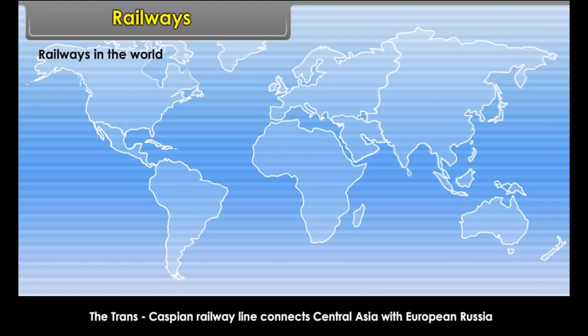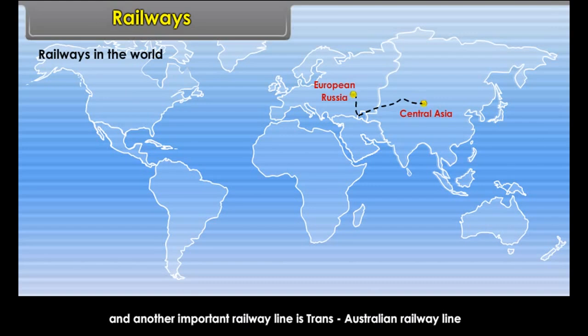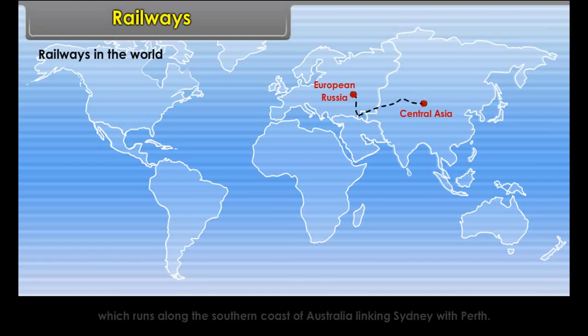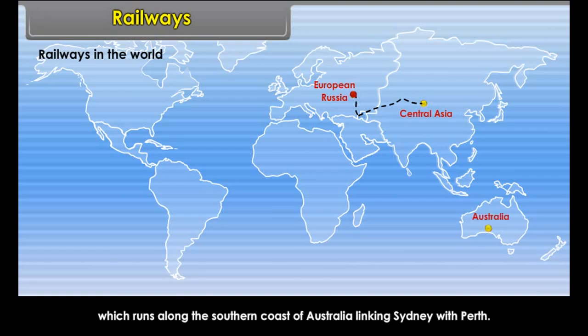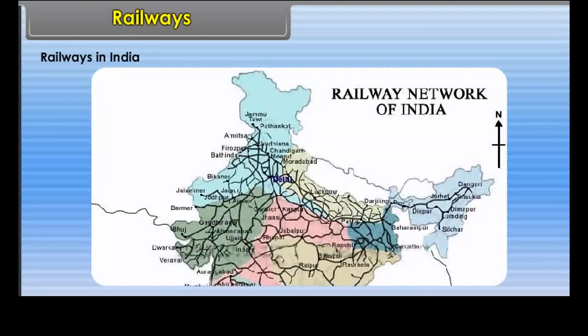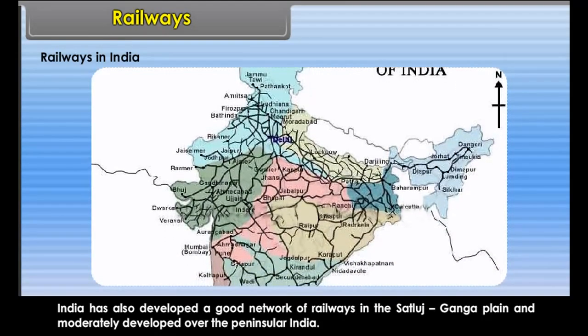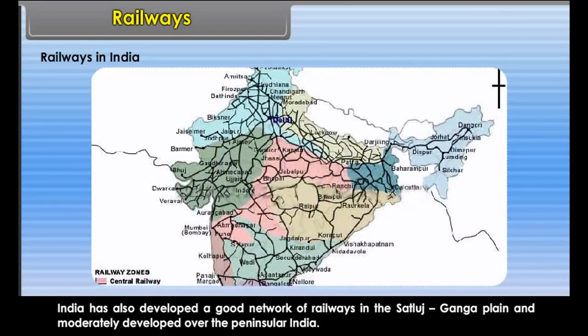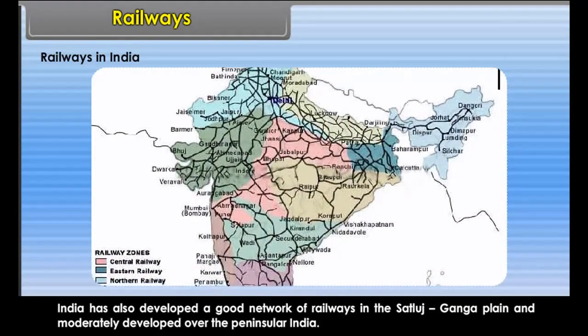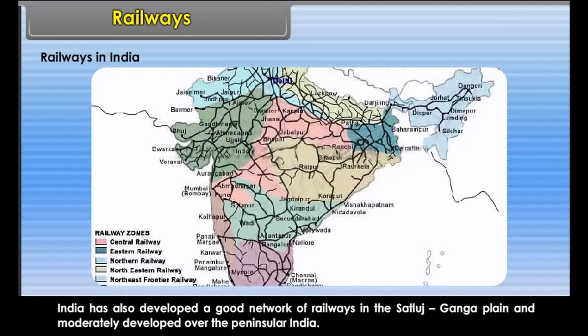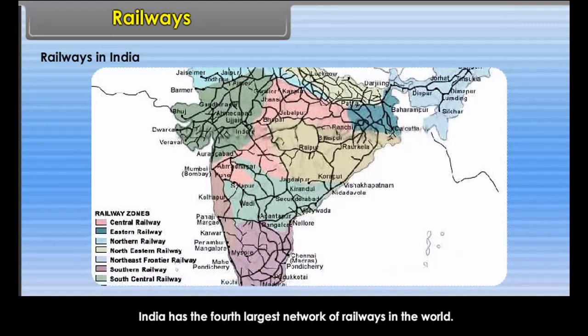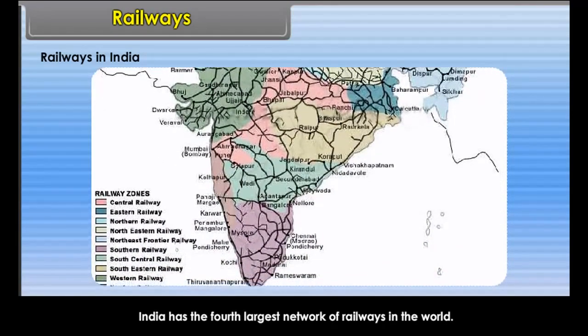Railways in the world. The densest network of railways is found in Western Europe and East Central America. The Trans-Siberian Railway Line is the world's longest railway line which connects Moscow and Vladivostok. The Trans-Caspian Railway Line connects Central Asia with European Russia, and another important railway line is Trans-Australian Railway Line, which runs along the southern coast of Australia, linking Sydney with Perth.